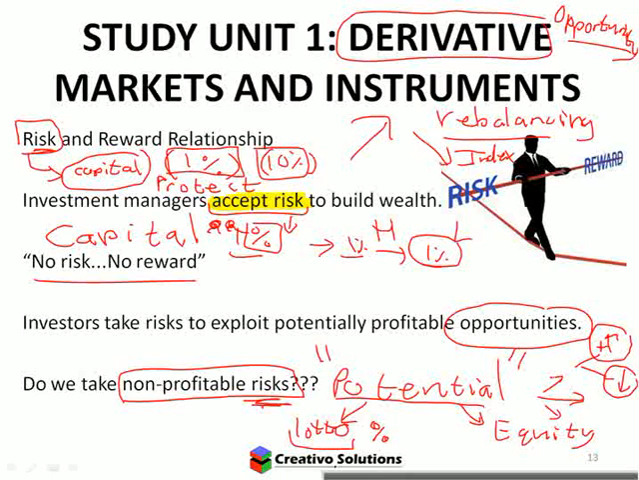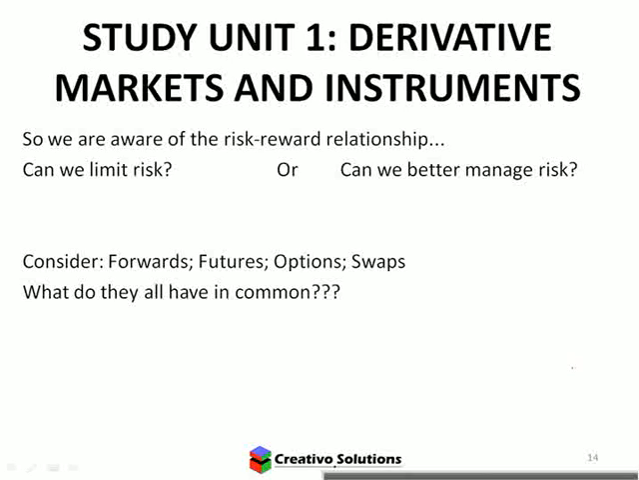Investment does the same thing. They use those terms to refer to certain changes. What will happen to the price of my derivative if the underlying asset changes? If the underlying asset had to increase, what will that do to my derivative? So the next bit: we're aware of risk-reward relationships. Can we limit risk?